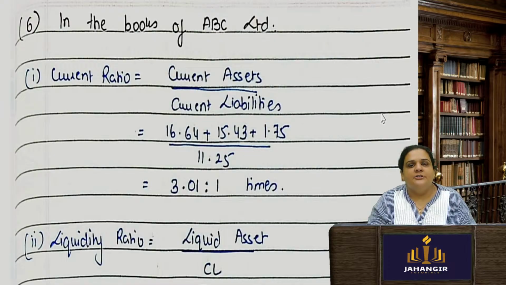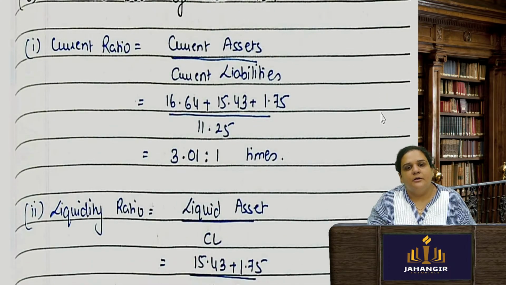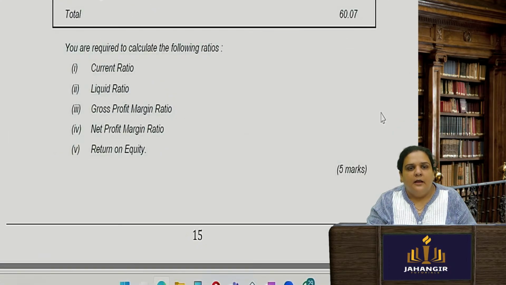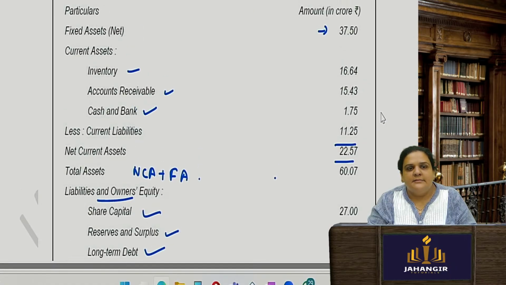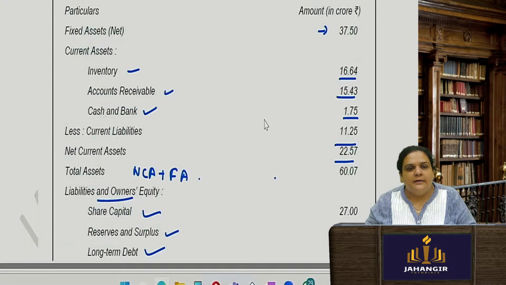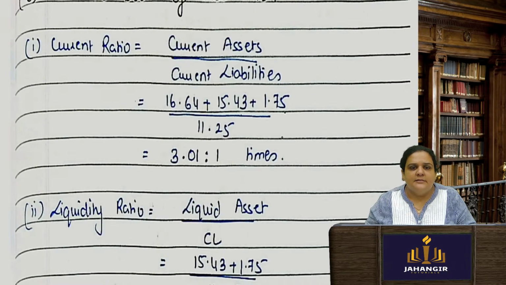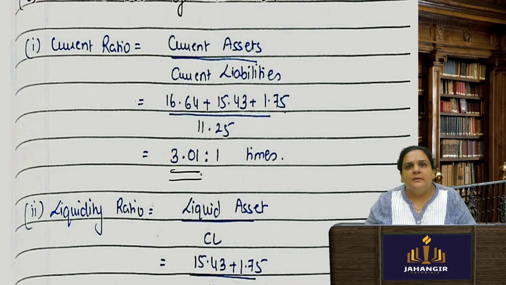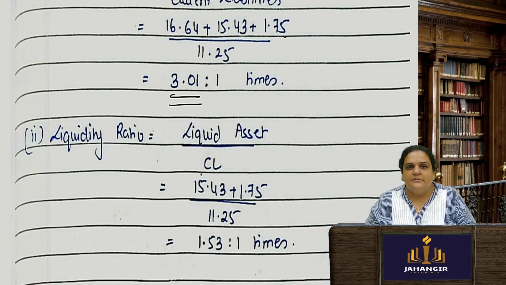Okay. Current ratio is what? Current assets upon current liabilities. They have given me my current assets here: inventory, accounts receivable and cash at bank, 1, 2 and 3. 16.64, 15.43, 1.75. Current liabilities are also given. All is given. So current ratio is current assets upon current liabilities, 3.01 is to 1 times.